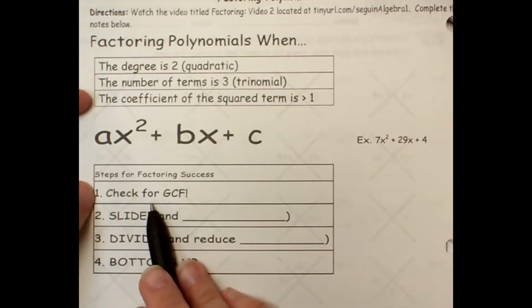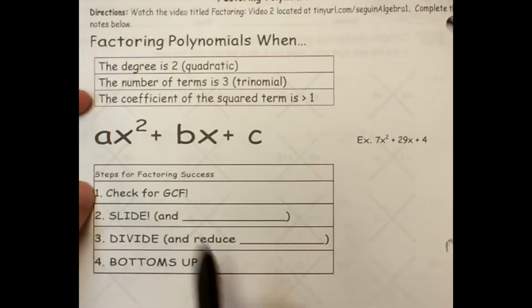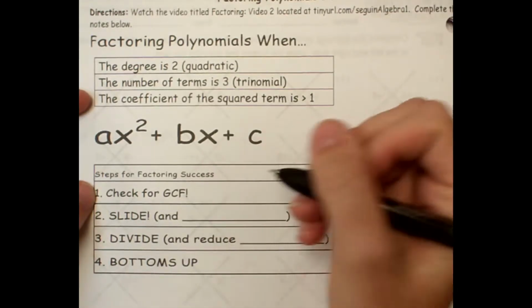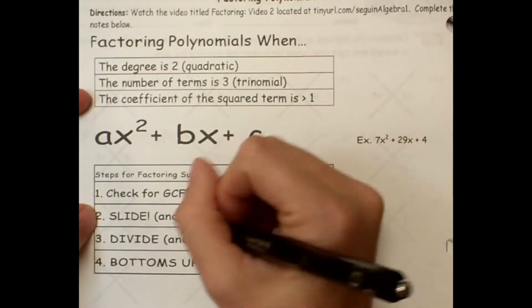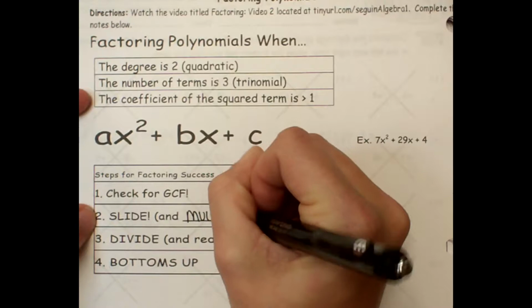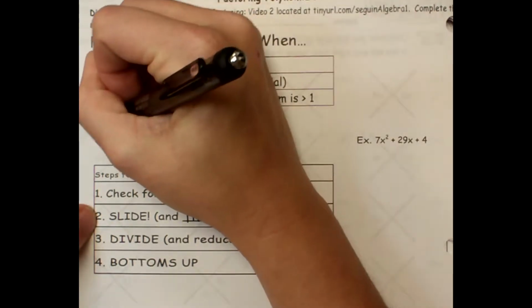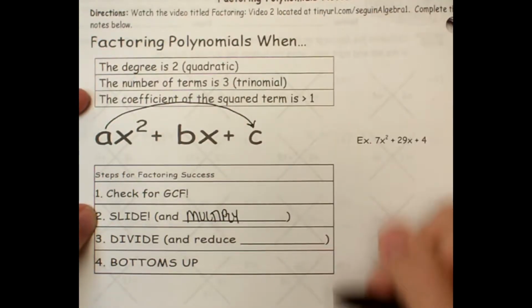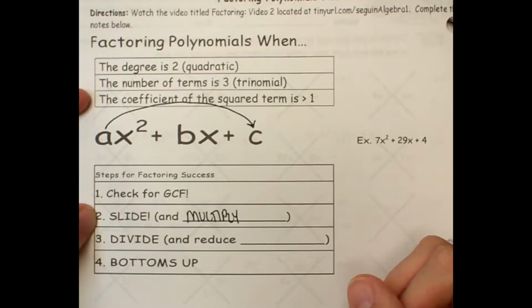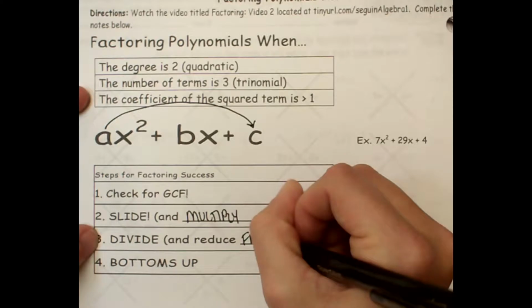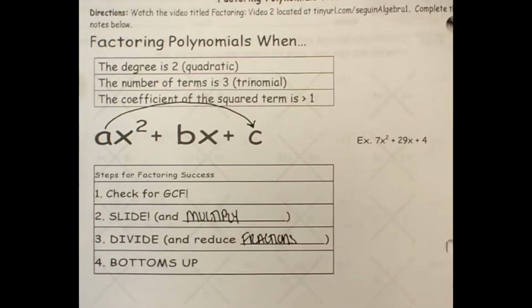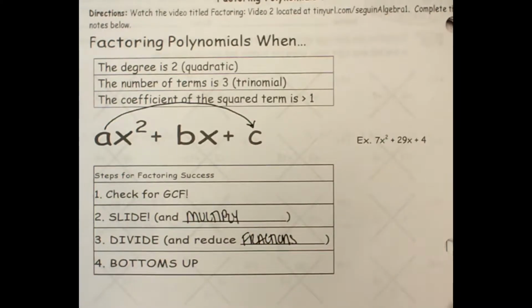So these are our steps we're going to follow right here. So step 1, we're going to check for the GCF. That's what we started doing yesterday. Remember, we made the chart and we saw what the GCF was. You're going to slide and multiply. What I mean by that is you're going to slide whatever number's up in front and you're going to multiply it times whatever's in the end. You're going to divide and reduce the fractions. And then you're going to do bottoms up. So what does all that mean? Well, let's talk about it.